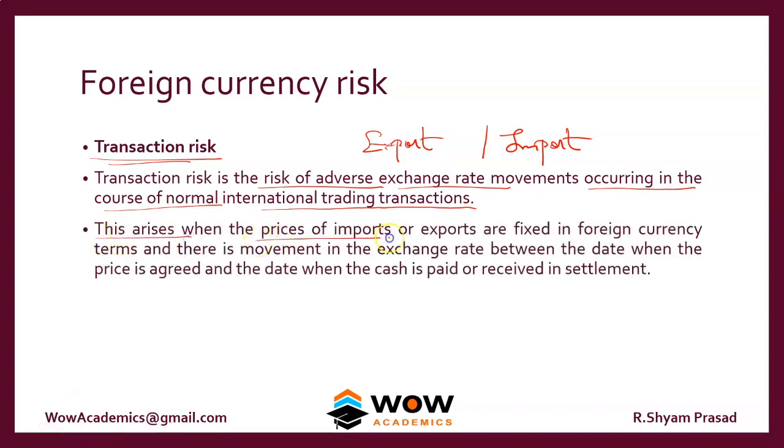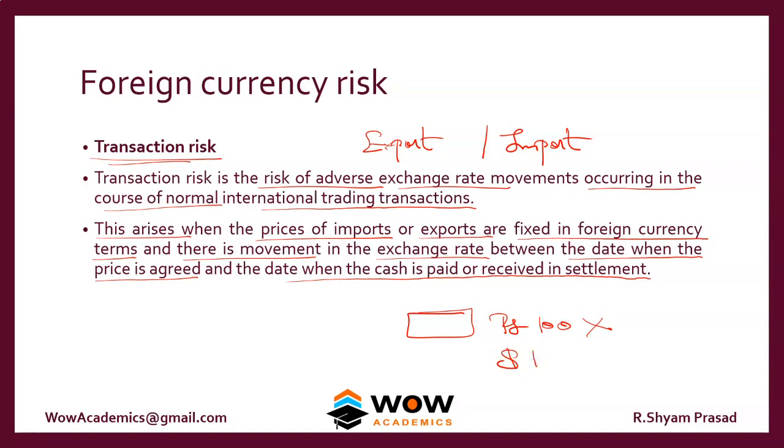This arises when the prices of imports or exports are fixed in foreign currency terms and there's a movement in the exchange rate between the date when the price is agreed and the date when the cash is paid or received in the settlement. So transaction risk occurs when the goods bought are priced in the other country's terms. For example, when you buy a good, if the good is priced in rupee, then you don't have any forex or transaction risk. But if the same good is priced in dollar, then you will end up with a transaction risk.